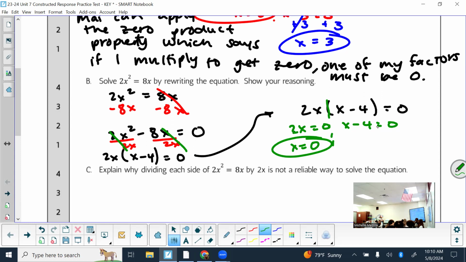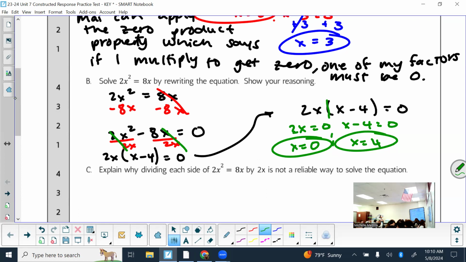Over here, what minus 4 equals 0? So it said, solve this by rewriting. Here's us rewriting it. Here's us solving it. Memorize it.